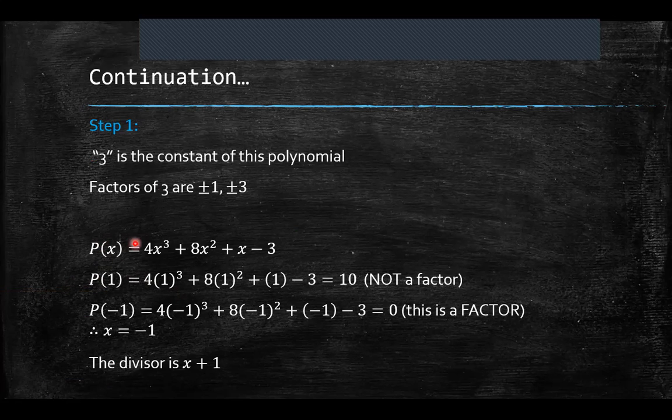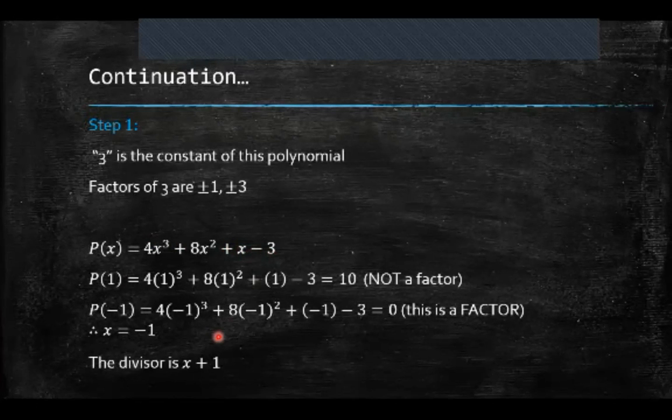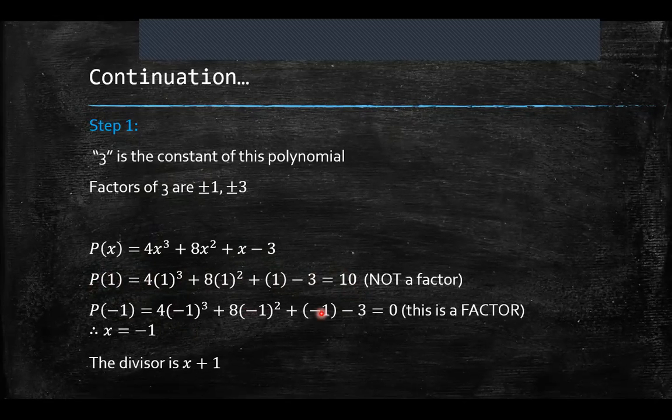So we have the function p of x is equal to 4x cubed plus 8x squared plus x minus 3. Using the factors of the constant term, which in this case was minus 3, we need to find a factor of the polynomial. So I'll start off with 1. It's a trial and error thing, right? So I'll say p of 1 first. I substitute those values and I get 10. What does that mean? If I have a remainder that's not 0, then that is not a factor.